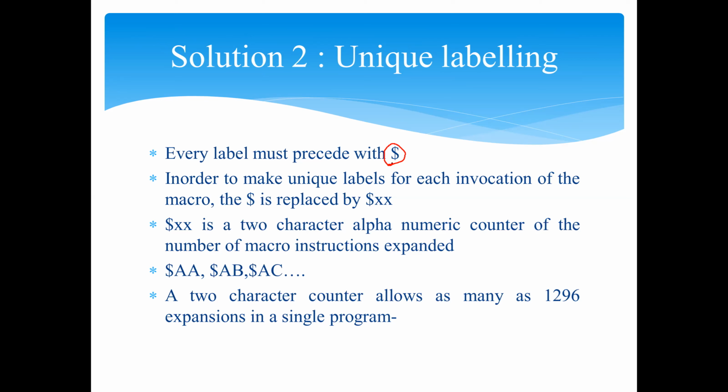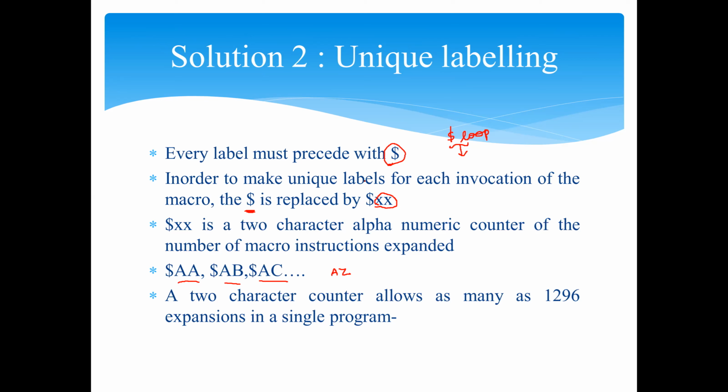And every time the macro is invoked, wherever a label comes after the dollar symbol, that label is replaced with something called two alphanumeric characters XX. Say suppose you have dollar followed by loop. Between this dollar and loop, you have two new alphanumeric characters added. What are those two new alphanumeric characters? It starts with AA, AB, AC, and so on, till AZ.